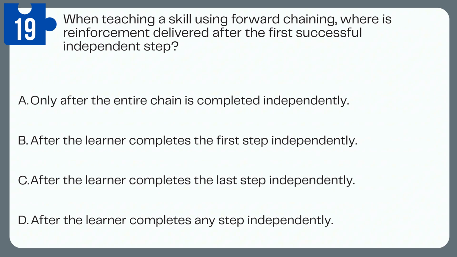Question 19. When teaching a skill using forward chaining, where is reinforcement delivered after the first successful independent step? A. Only after the entire chain is completed independently. B. After the learner completes the first step independently. C. After the learner completes the last step independently. D. After the learner completes any step independently.